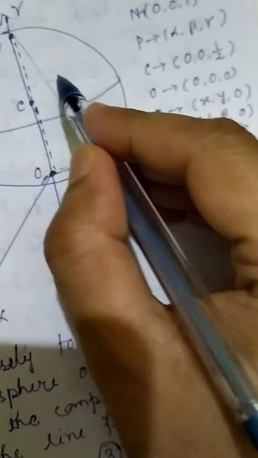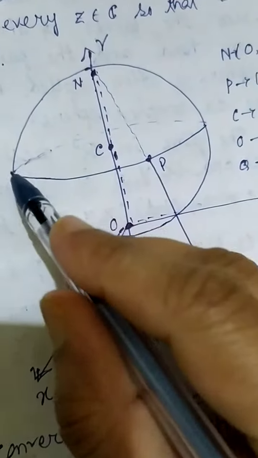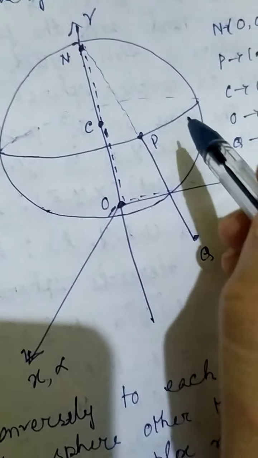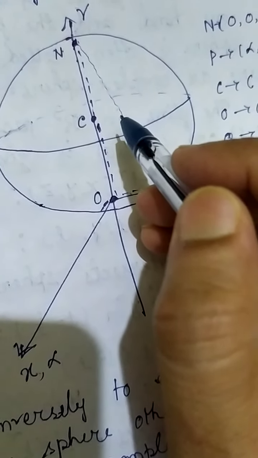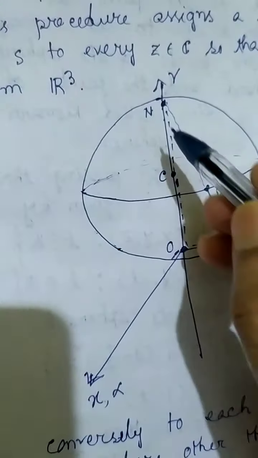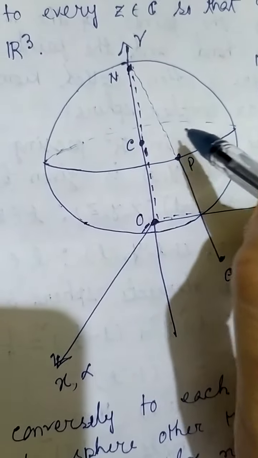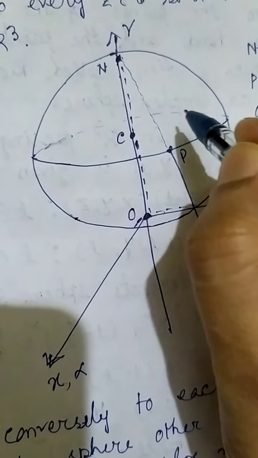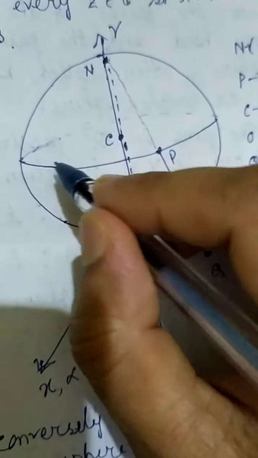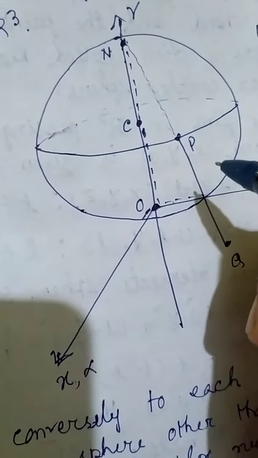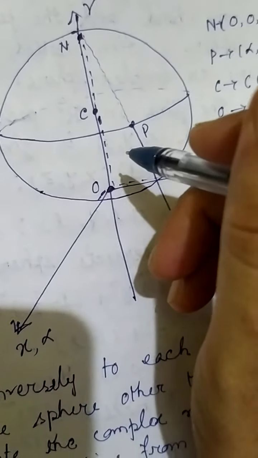The great circle is the circle that passes through the center of the sphere. Because the radius of this sphere is half, the equation of this great circle is gamma equal to half. That is, z equal to half in terms of x, y, z coordinates. This great circle is known as the equator.